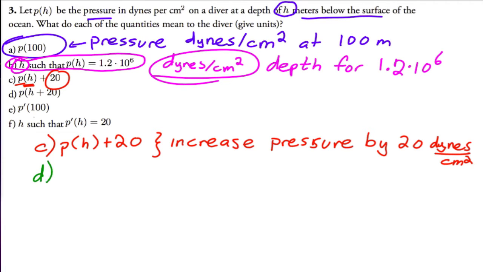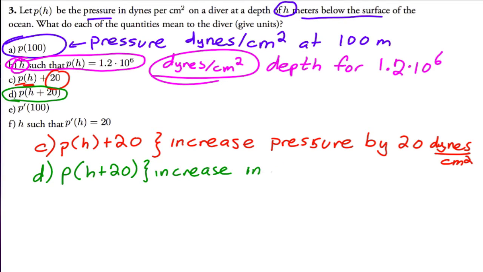Okay. Now this one, notice that you're adding it to the input. You're adding it to h. So here, P of h plus 20, this is an increase in depth. You're increasing the depth by how much? Well, by 20 meters, because that's how much you're adding.